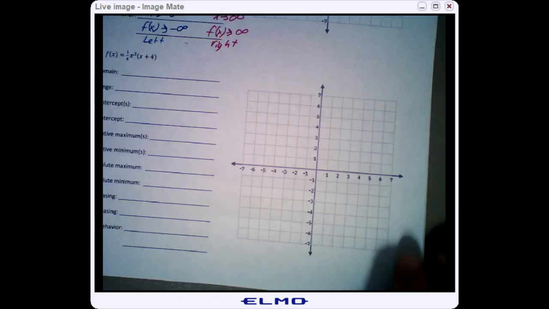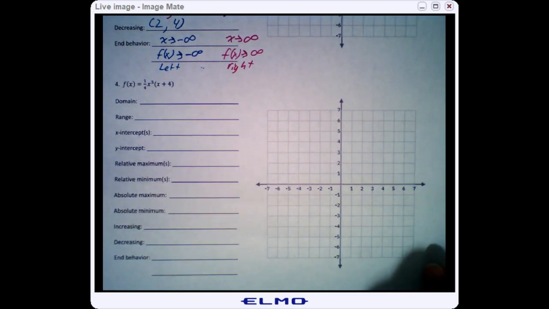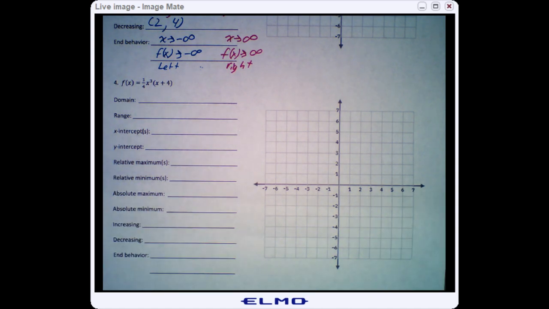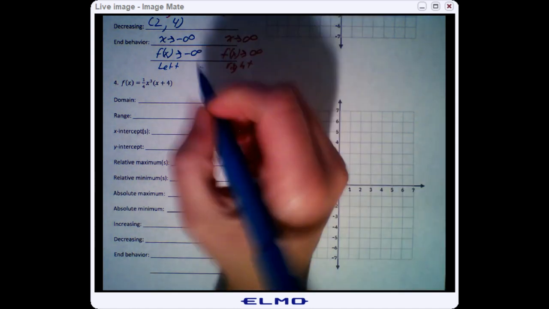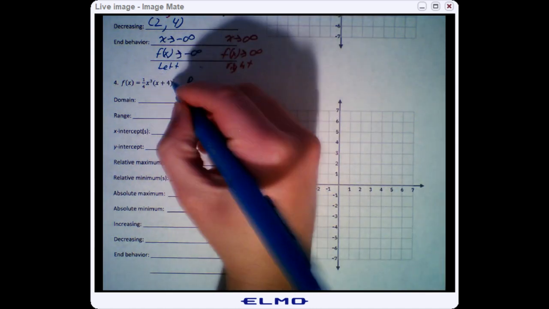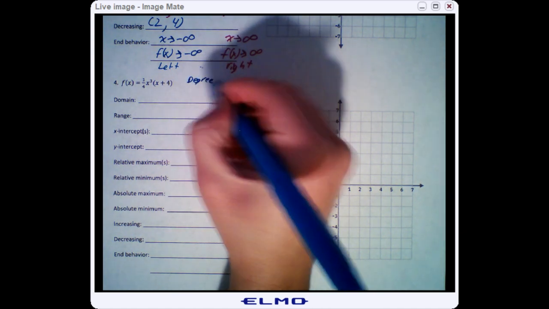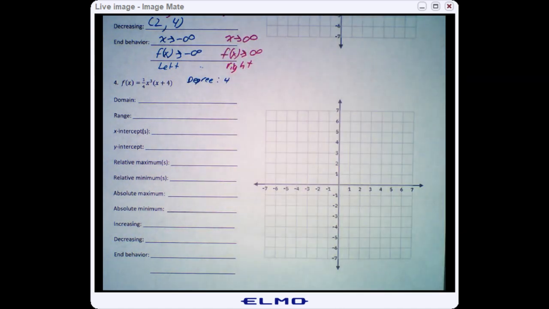We have one more graph we want to look at. So this one's also in factored form. I know that it has a 0 at negative 4, and it's got a 0 at 0. The degree is going to be 4 this time. 3 plus 1 is 4. So that means the arrows are going to go in the same direction, and they're both going to go up because it's positive.